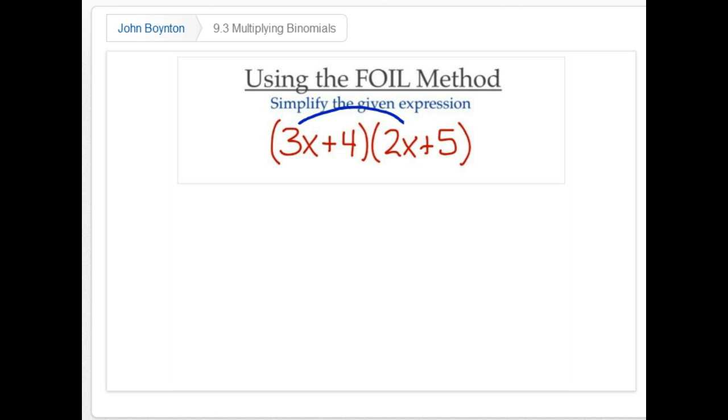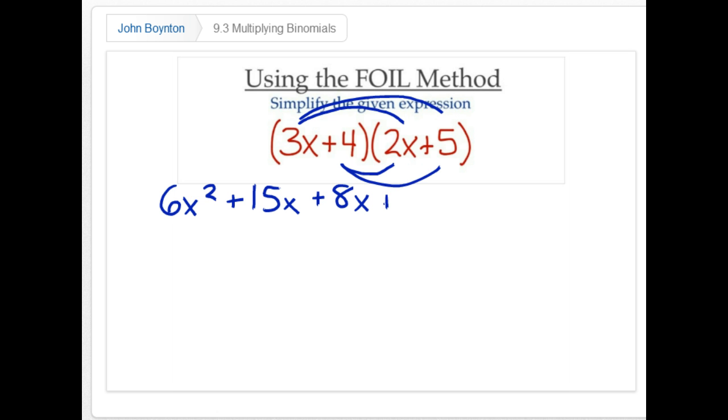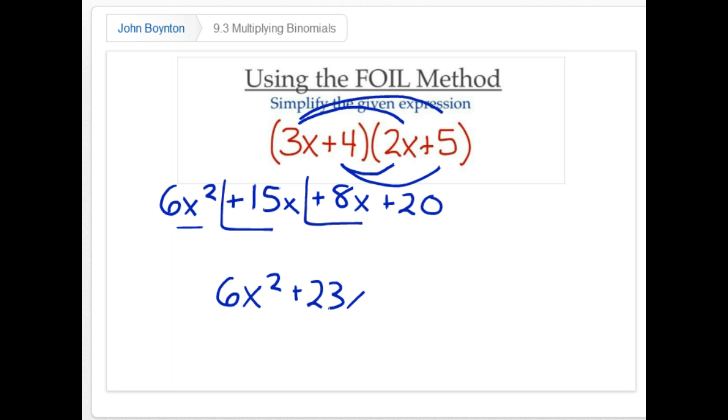So we're going to do 3x times 2x, which makes 6x squared. 3x times positive 5 makes 15x. Then we're going to do 4 times 2x, which makes 8x. And then we're going to do 4 times 5, which makes 20. Now again, that's not the same order as first, outside, inside, last, but it ends up in the same spot. If you'd done that in a different order, these would just be reordered, but they'd be the same numbers. So again, 6x squared doesn't change. 15x and 8x makes 23x, and then positive 20 doesn't change.